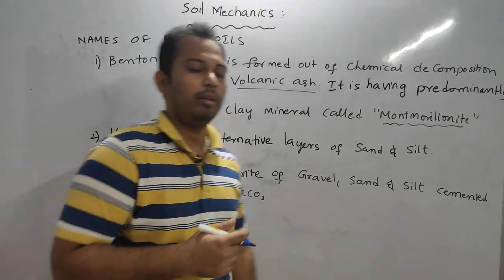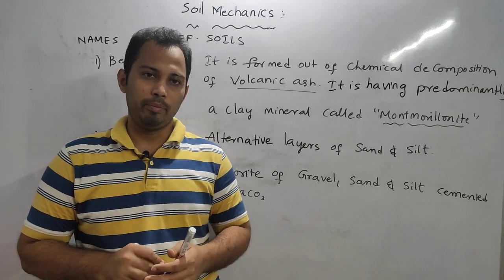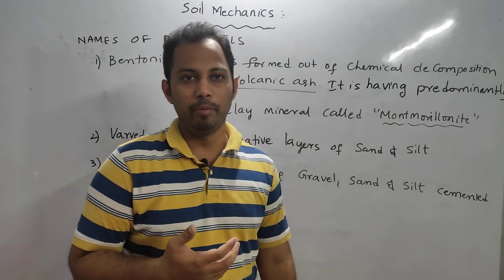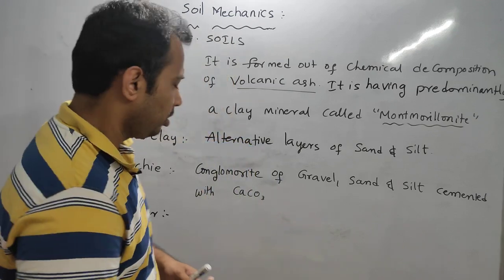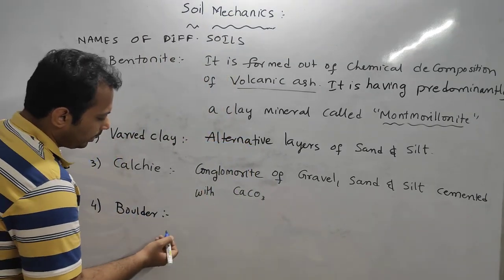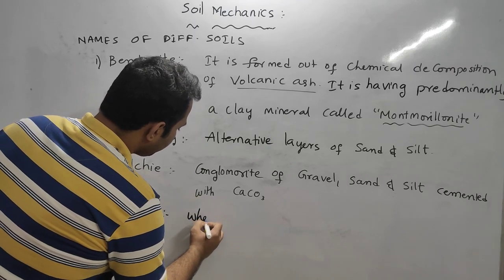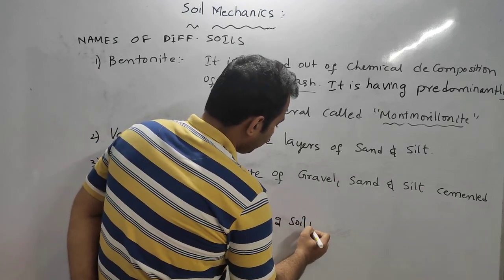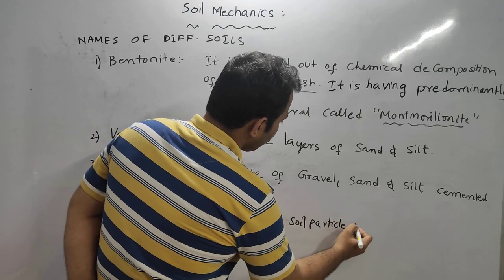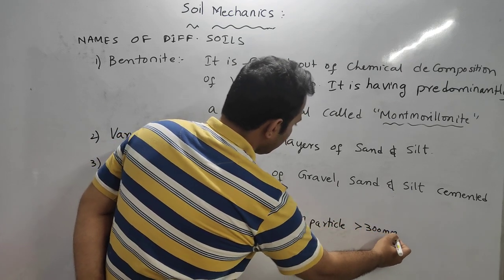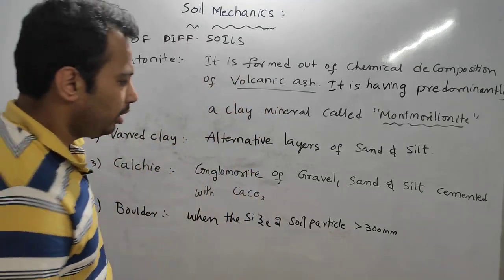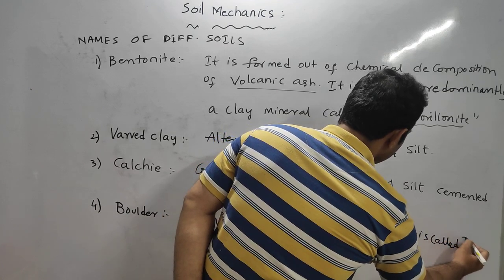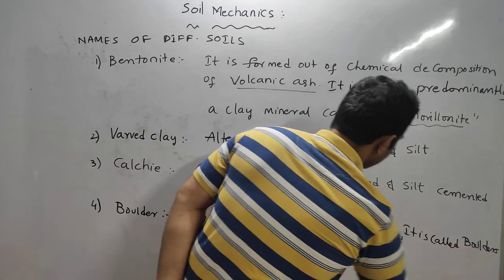Boulders: whenever the size of the soil particle is greater than 300 mm, we call it a boulder.